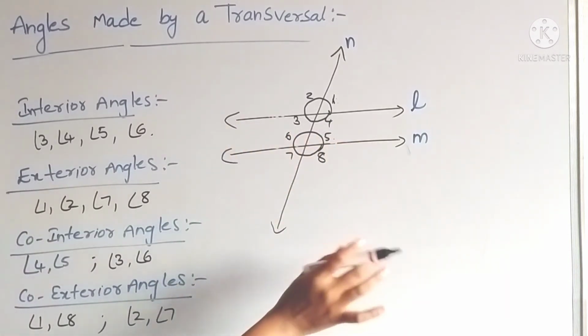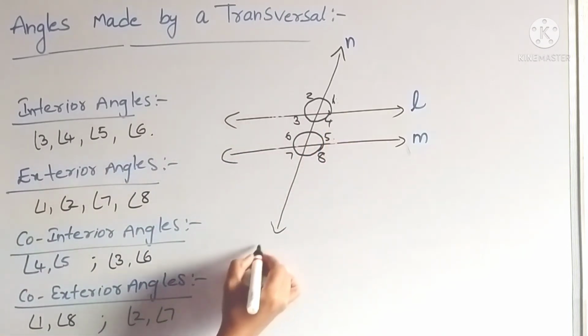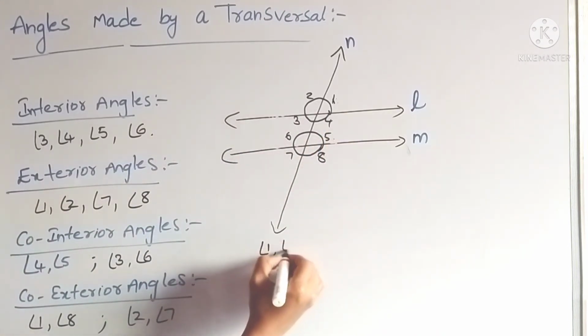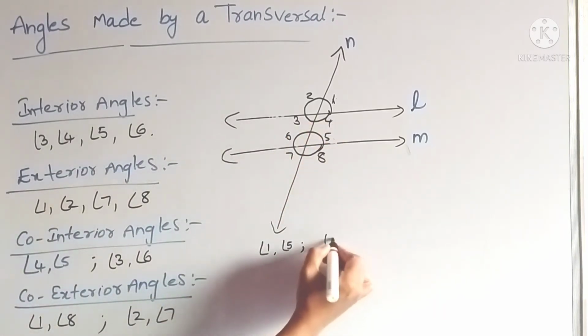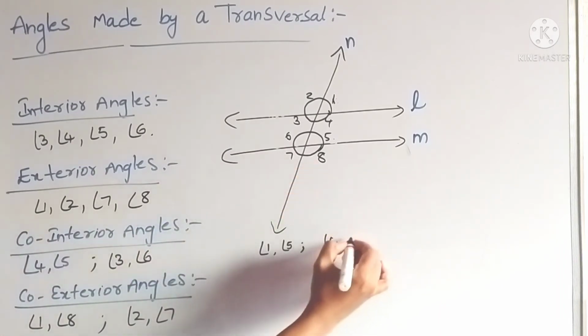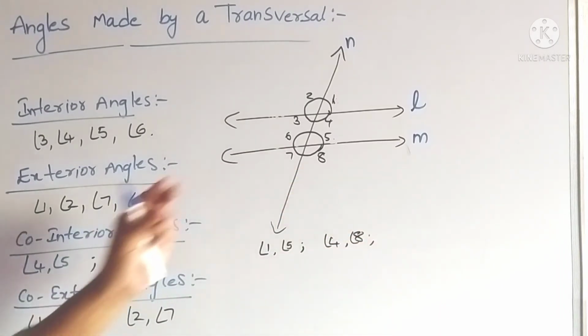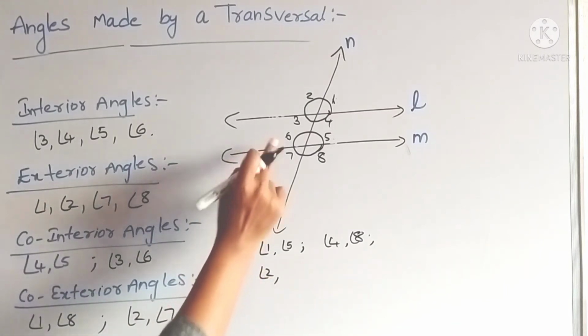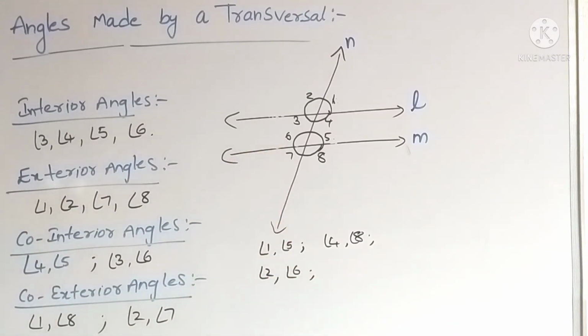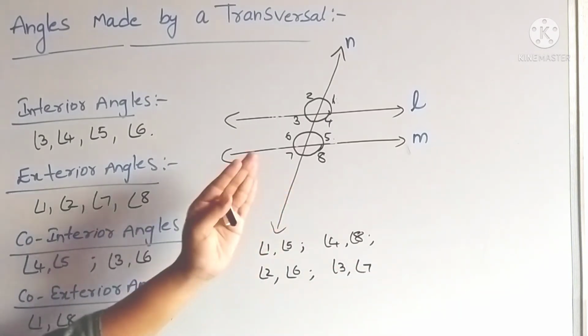So not like that, angle 1 and angle 5: angle 1 is exterior and angle 5 is interior. Similarly, angle 4 is interior, angle 8 is exterior. They lie on the same side of the transversal. And coming to this side, angle 2 exterior, angle 6 interior, they lie on the same side. And next, angle 3 interior, angle 7 exterior. They are not adjacent angles and they lie on the same side.